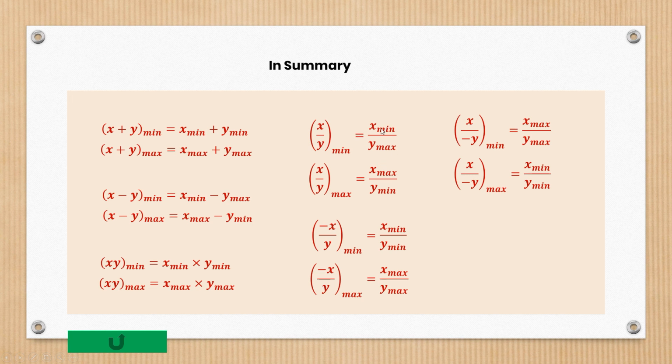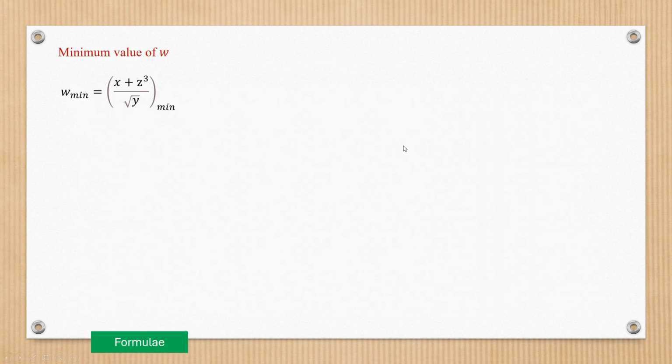Alright, so next we're going to find the minimum value of w. This is what we're dealing with, so find the minimum value right here. When we look at positive quotients and we're finding the minimum, we're going to have a minimum at the top and a maximum at the bottom. So this is what I'll have.